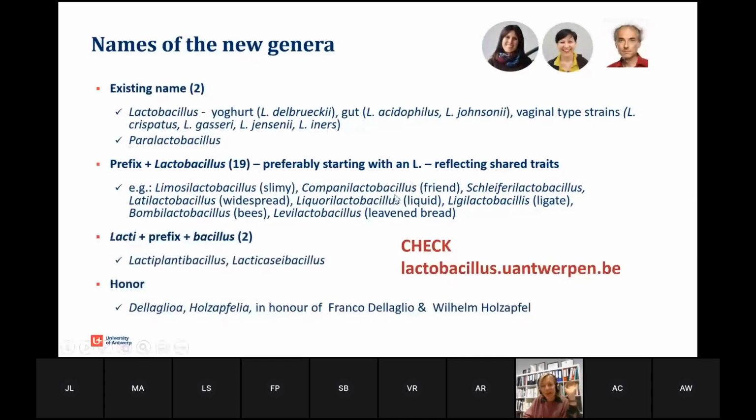Now, I said before, I'm not a taxonomist, so the novel names were designed by the taxonomists Elisa Salvetti, Giovanna Felis, and Michael Gensel. They tried to propose names that started with an L and also that reflect more the ecological niche or habitat of the different proposed genera. But of course, that was not always possible, and sometimes we had to be quite creative to find novel names. And sometimes we also honored famous scientists in the field.